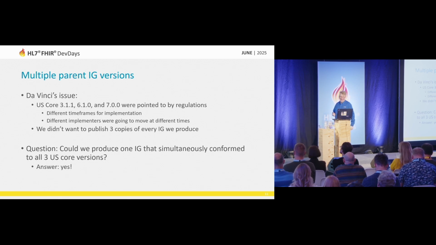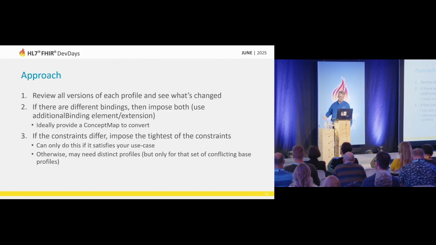And so we said, can we actually produce a single implementation guide that declares conformance to all 3 of these? And we went and did the analysis in terms of what's happened in the migration between 3.1.1 and 6.1 and 7. What did they change? And we determined that, yes, we could actually do that. So we had to review every single profile in all 3 versions to see what's changed. In some cases, they actually changed the terminology. So they used to use one code system, and you had to use that. And then the owner of the terminology said, you should not be using this. Go use this other thing instead. And so they changed, which was a good thing.